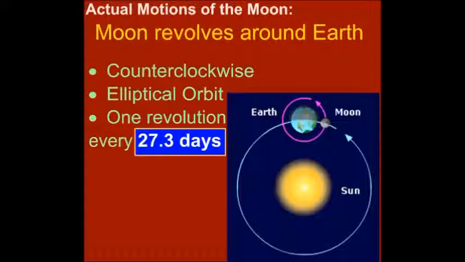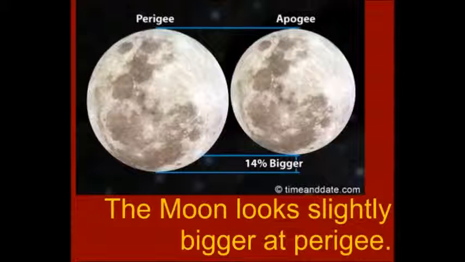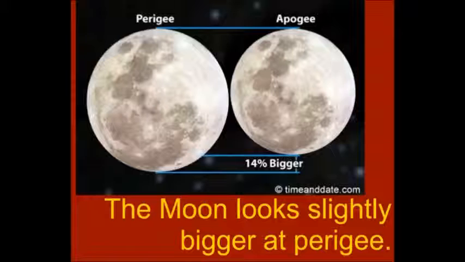And the basic motion of the moon is that it orbits around the Earth counterclockwise in an elliptical orbit, and that one revolution takes about 27.3 days. When the moon is closest to the Earth, we call that perigee, and when it is furthest from the Earth, we call that apogee. The Earth is located at one of the foci of the moon's elliptical orbit. When the moon is at perigee, it's slightly bigger in appearance than when it is at apogee.